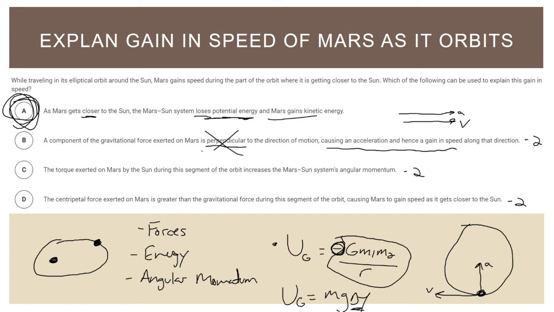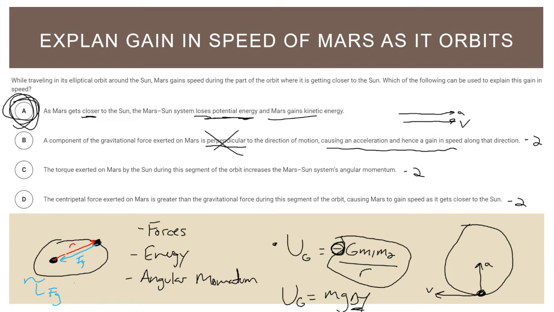For C, it says the torque exerted on Mars by the sun during this segment of the orbit increases Mars-Sun system's angular momentum. This is a really important thing to remember. If we draw the position vector for the Mars-Sun system, it goes from the pivot point, which is the sun, to the point where the force is applied. That would be this red arrow R. And then if we were to draw the force, which I'll draw in blue, the force goes from Mars toward the sun.